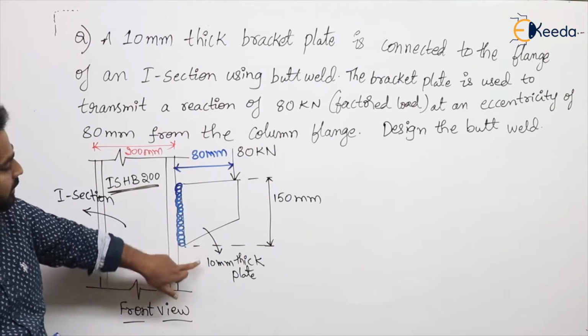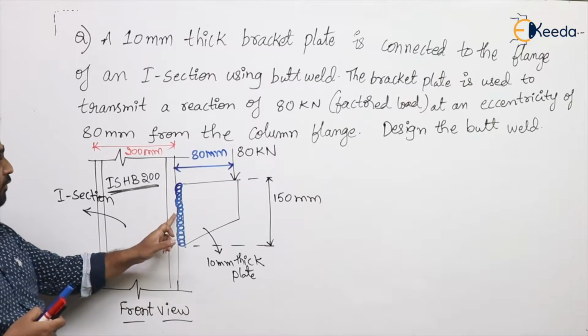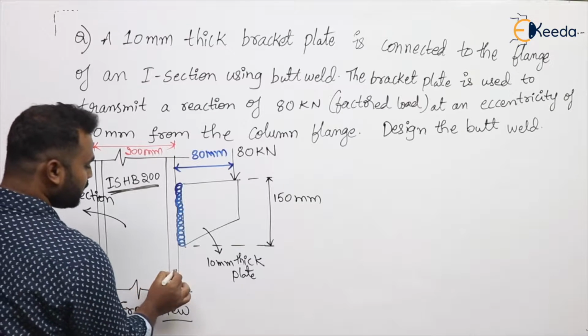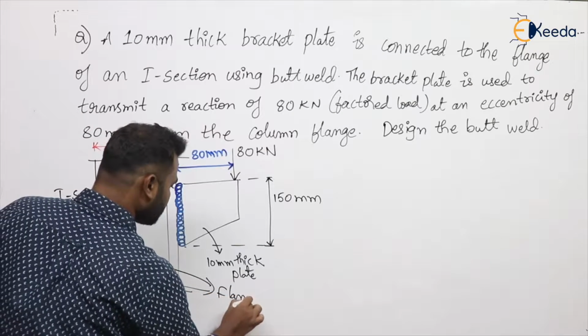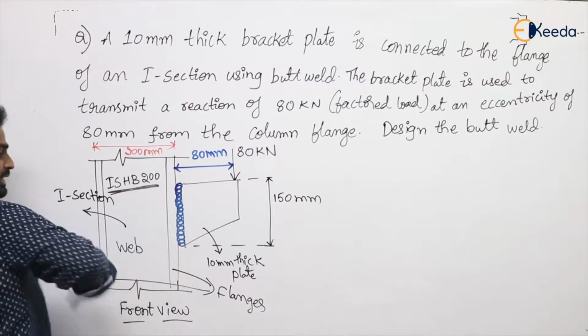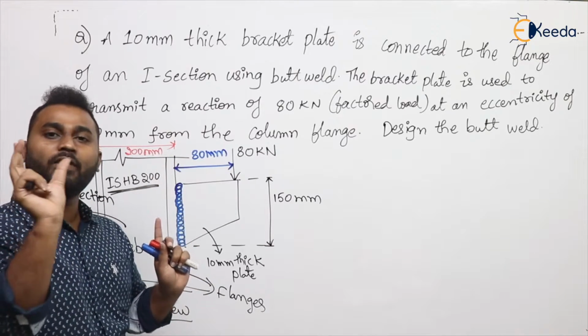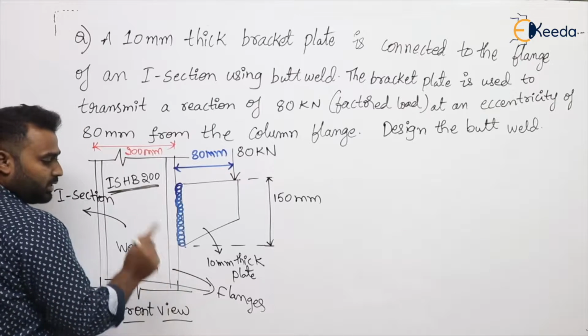Now this bracket plate of 10 mm thickness is connected to a flange. So this is one flange. If you take an I section, these two are the flanges, and the middle one is the web. This total is the I section. We know that an I section consists of two flanges at top and bottom, and a web in between those flanges.